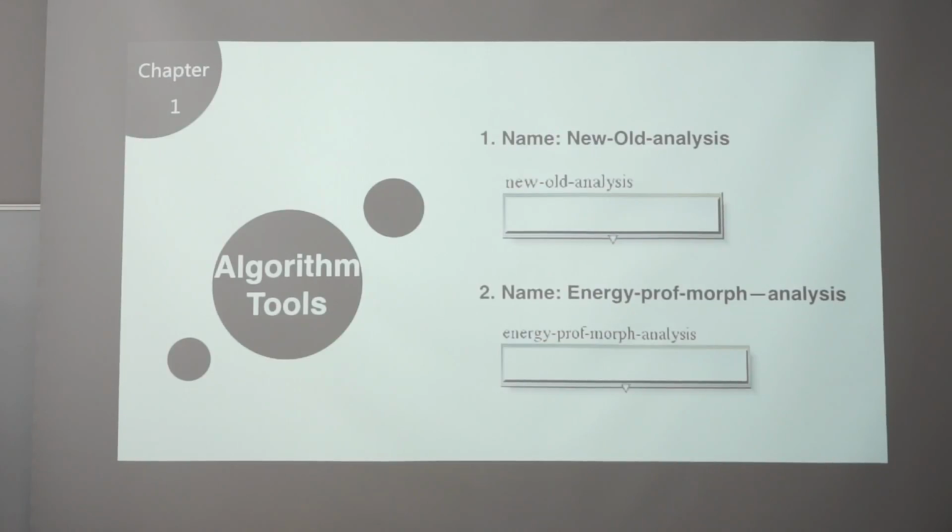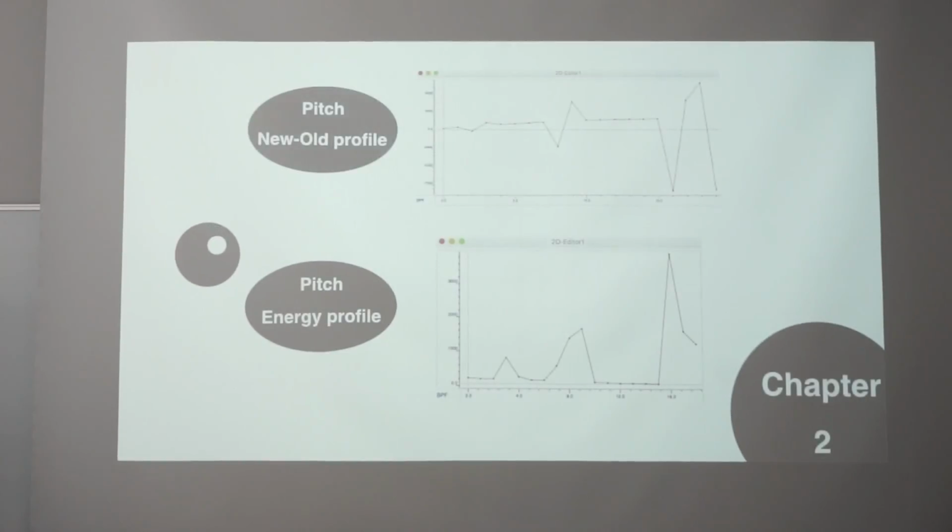This chapter explores the links and the differences between the new-old pitch profile and the energy profile, and summarizes some related techniques by comparing and analyzing the results of the profiles. This chapter includes three contents: the pitch shape curve of the new and old note, the pitch energy curve, and the relationship between the two curves. In this part, we found the hidden laws through the analysis results of 6 works.